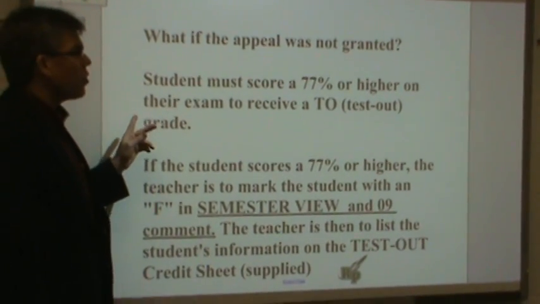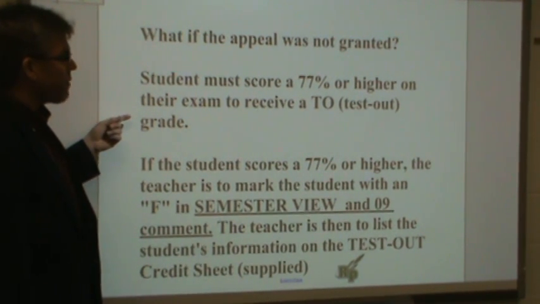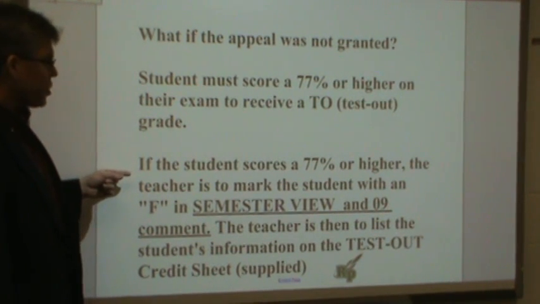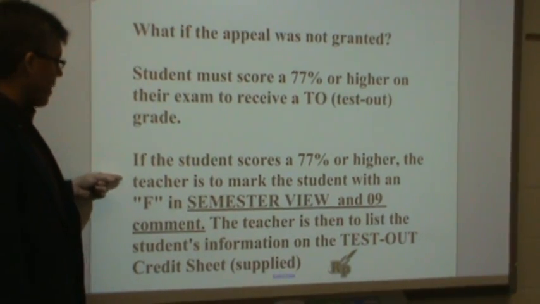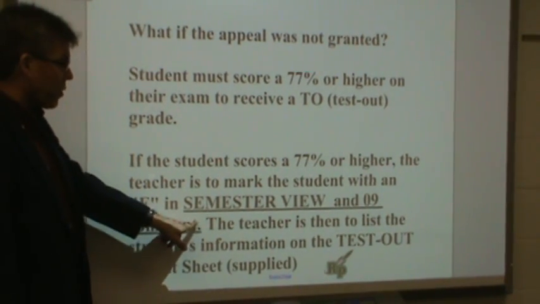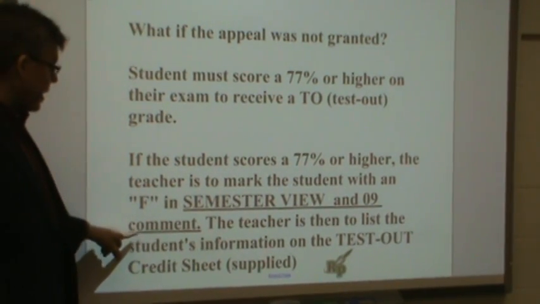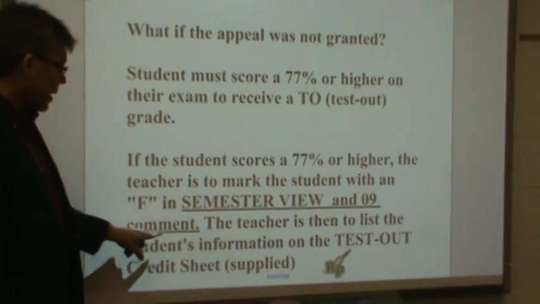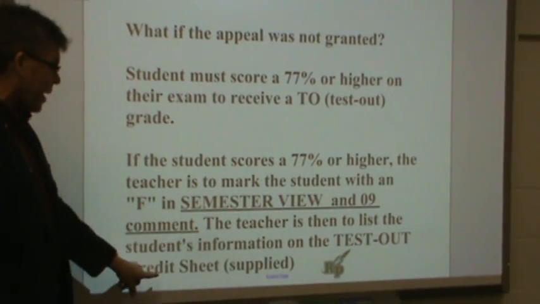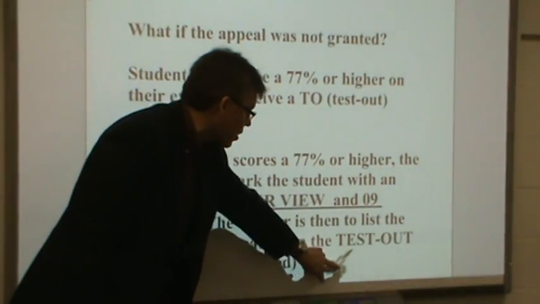What happens to the student whose appeal is not granted? Well, this student must score a 77% or higher on their exam to receive a test out credit. If the student scores a 77% or higher, the teacher is to mark the student with an F in the semester view and a 09 comment. The 09 comment is indicating that there is an attendance problem. The teacher is then to list the student's information on the test out credit sheet that we're going to supply. I'm now going to show you what that test out sheet looks like.